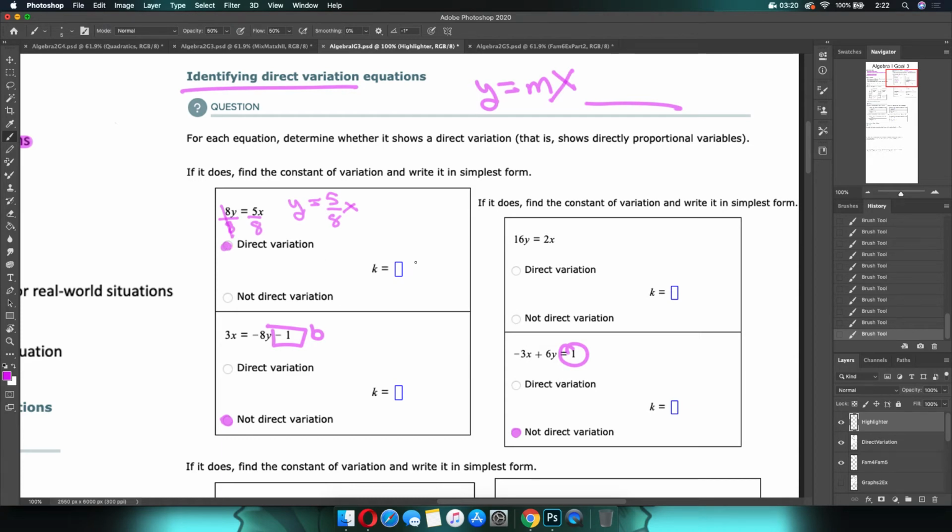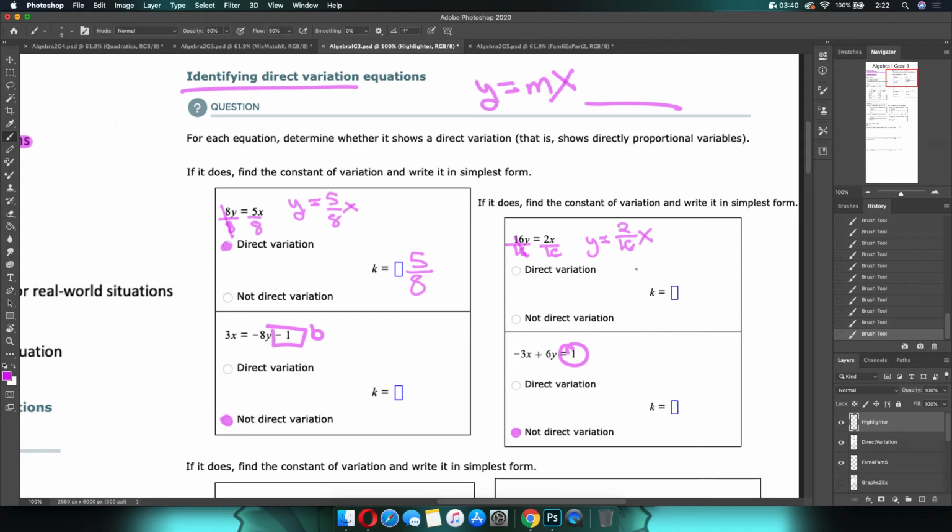And what's your k? Ooh, boy, I don't know. There are so many options to choose. Yeah, it's just the number that you have in front of the x. Over here, same deal. So divide by 16, divide by 16, y equals 2 over 16x.